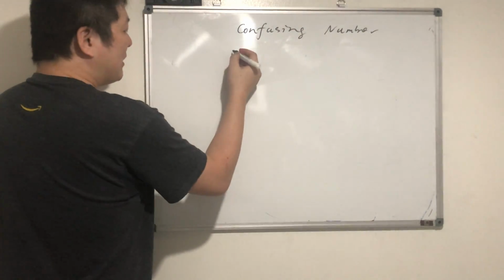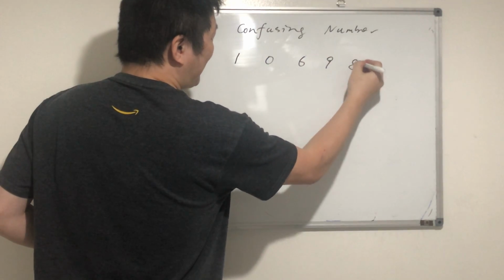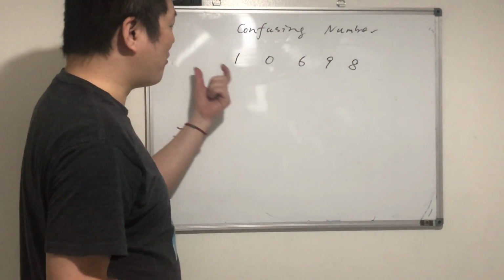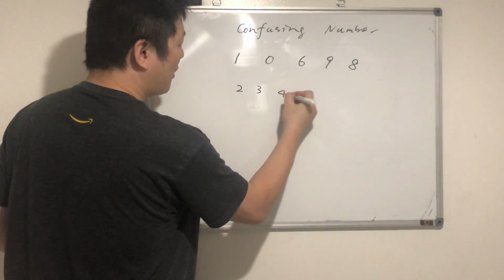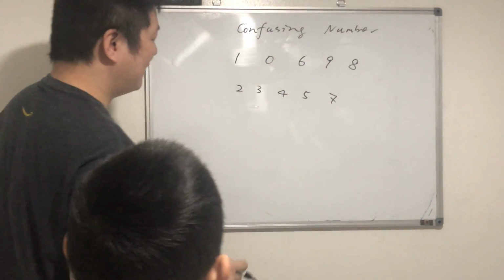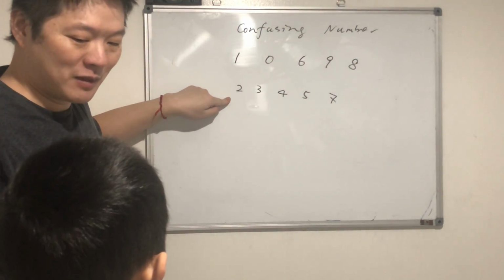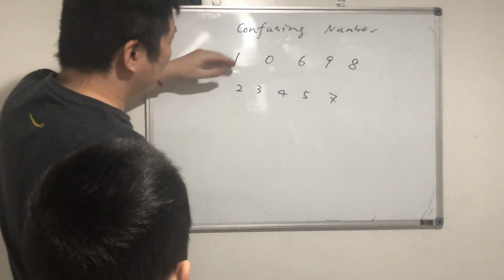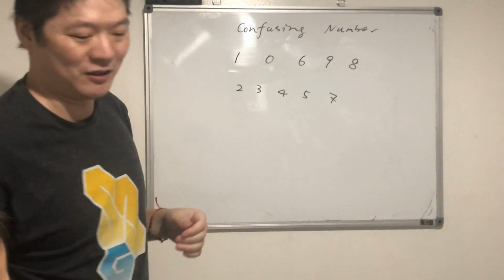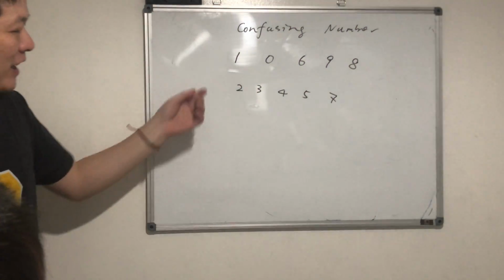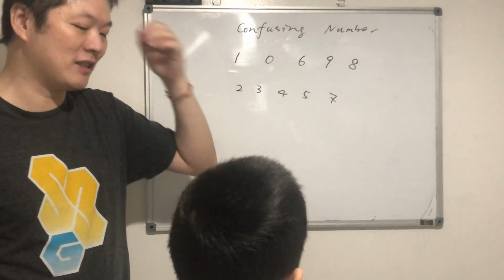First of all, look at these numbers: 1, 0, 6, 9, 8. What do these numbers have in common, but not 2, 3, 4, 5, 7? What's the difference between this group of numbers and this group? These numbers belong to something, and these numbers are in a different group. Can you find the difference?